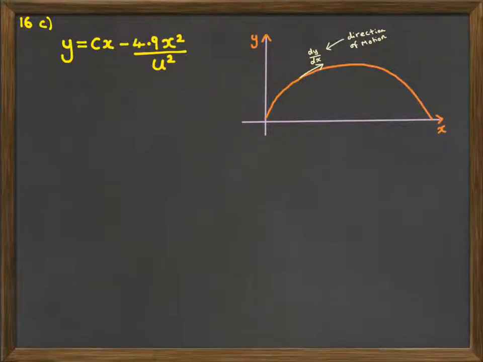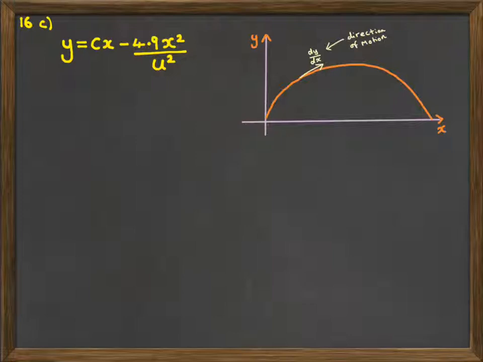Okay, part C of question 16. I've started off and just written down the equation and then drawn the path of the projectile on a little graph. And the important thing to notice here is that if we draw a tangent at any point on the graph, that would give the direction of motion of the particle at that point in time.